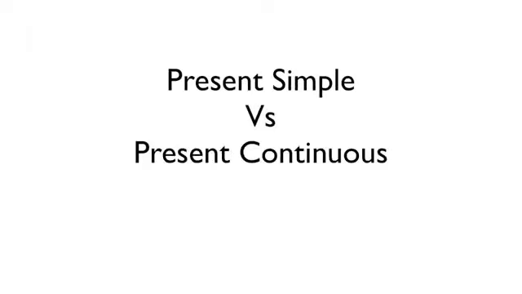Right then, let's get started and look at the difference between present simple and present continuous. Let's begin with formulation. How do we formulate each one of these tenses? Present simple. I play tennis. You play tennis. He, she plays tennis. That's right. Remember that little S you have to add to the verb with he, she, and it.